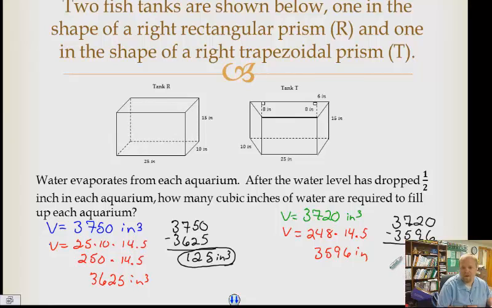Okay, so to fill tank R is 125 cubic inches. To fill tank T is 124 cubic inches.